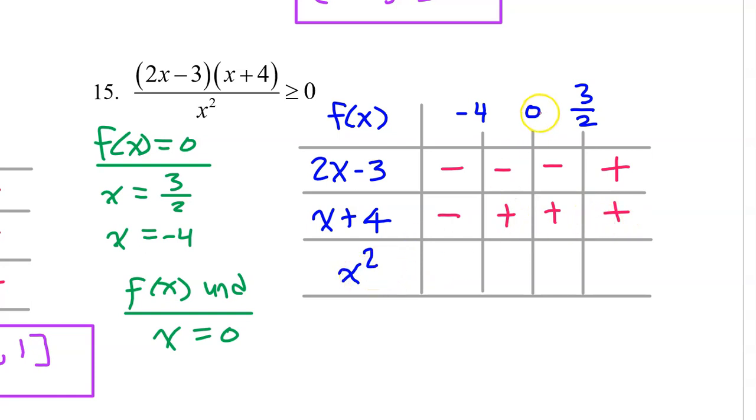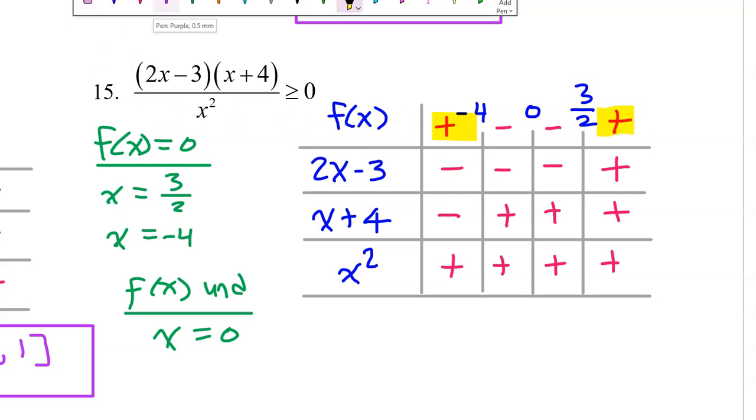X squared gave us the 0, but that doesn't matter. Because it is squared, this factor will be positive in every interval. F of x will be positive in this first interval because of the even number of negatives, and it will be negative in the next interval, negative in the next interval, and positive in the last interval. We are looking for the values that will cause f of x to be greater than or equal to 0. So the solutions will be in these intervals where f of x is positive.